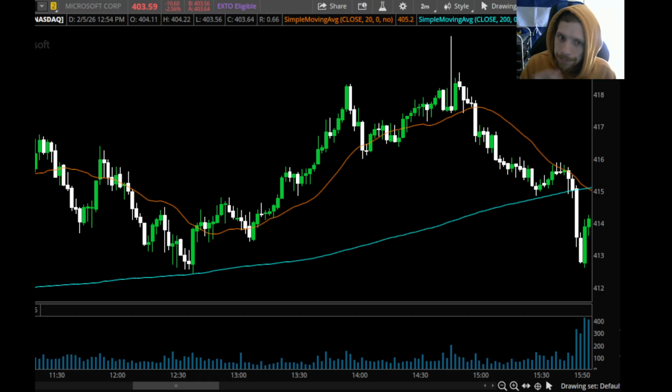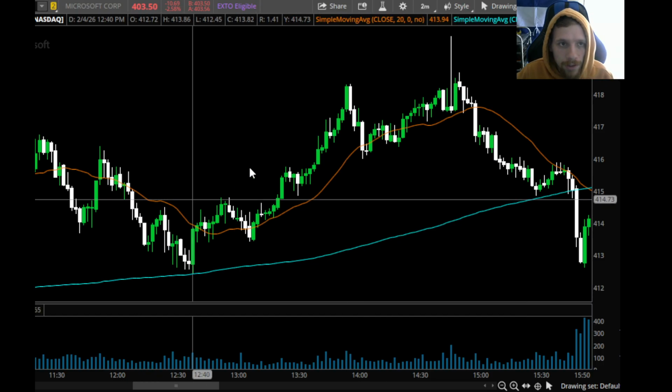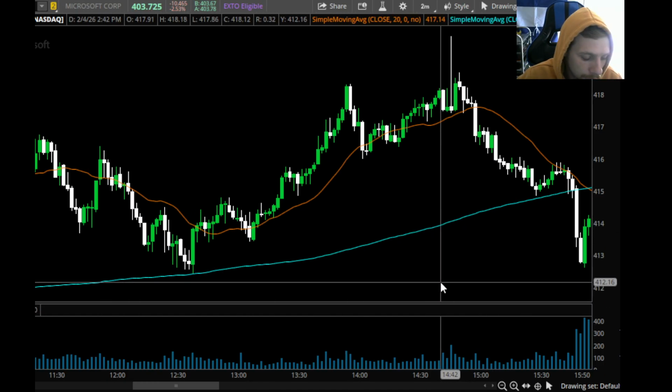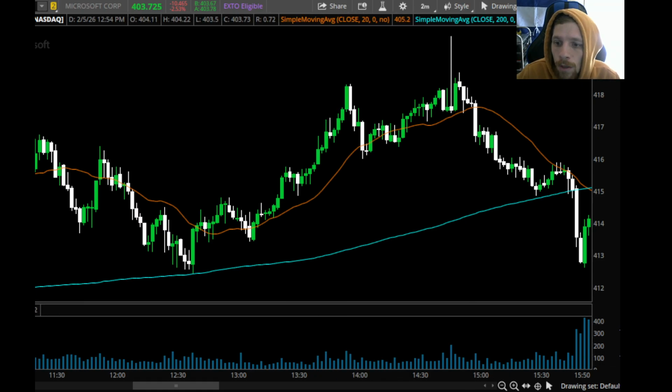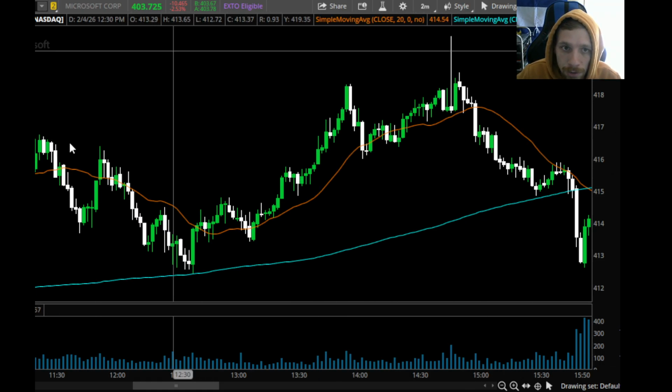But first I want to go over this. This is Microsoft. So this trade was taken by a student today. This right here is yesterday's price action.